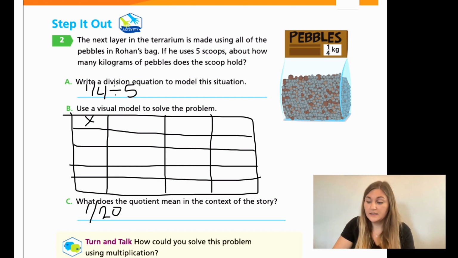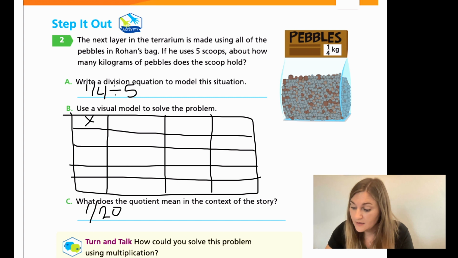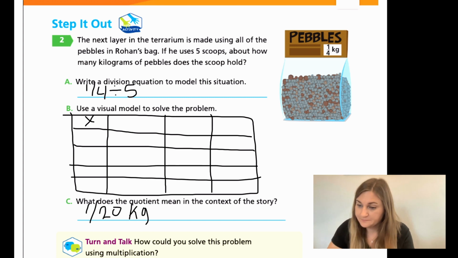So 1/20, what does that mean in the context of our story? What did we just find? The 1/20 was how much each scoop held. So what were we looking for again? We were looking for how many kilograms of pebbles. So it's 1/20th kilograms per scoop.